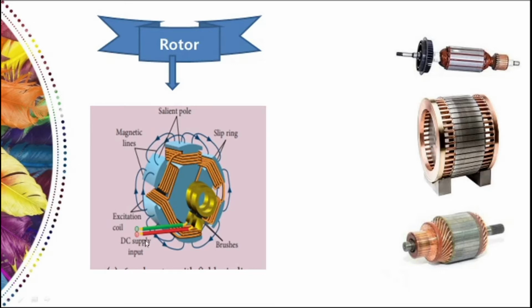The ends of the field windings are connected. You may see the ends are connected to a pair of slip rings. The field winding ends are connected to the pair of slip rings, and these slip rings are attached to the shaft. You may just observe here this shaft. This is the rotating part known as the shaft, about which the rotor rotates. These slip rings rotate along with the rotor.